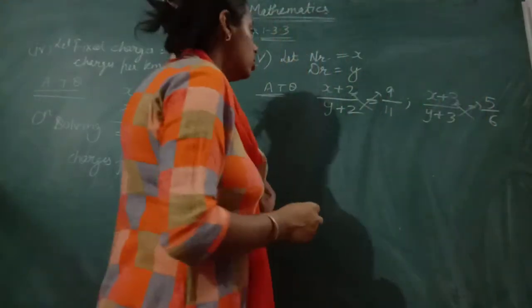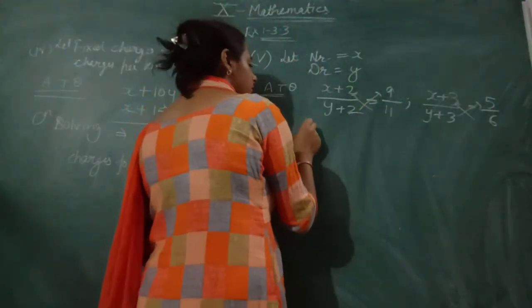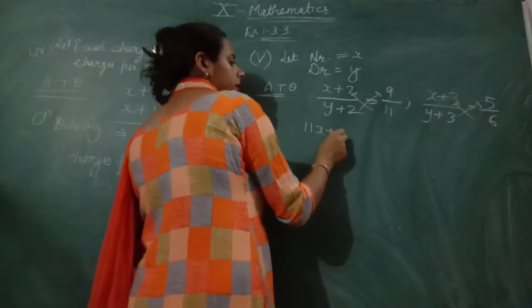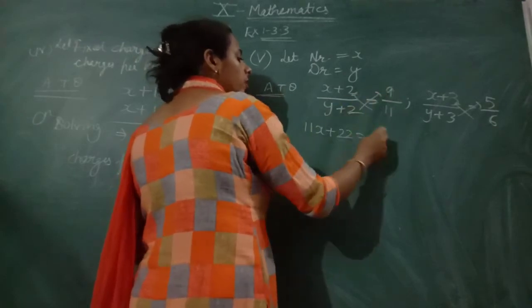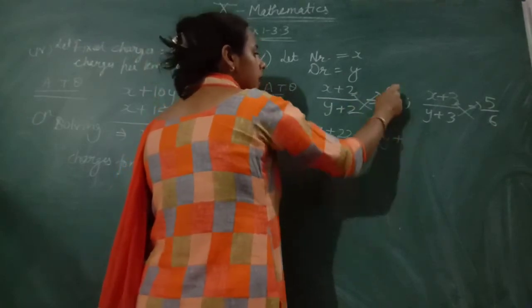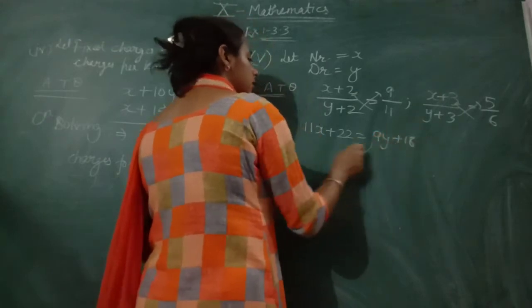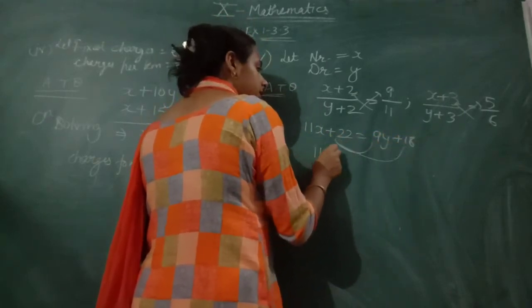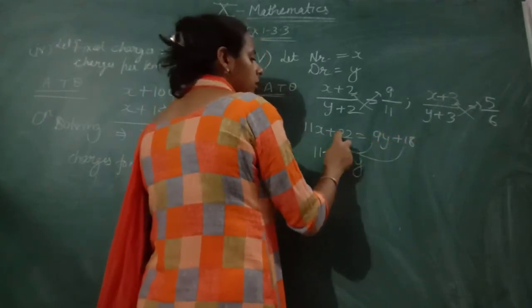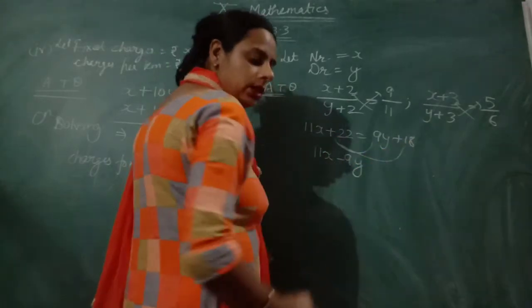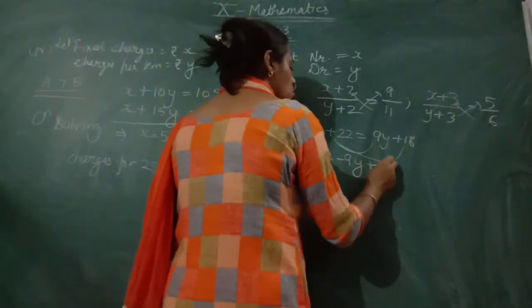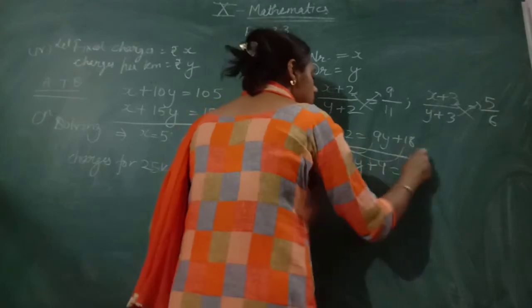Multiply with 11. You will have 11x plus 22 is equal to 9 into y, 9y plus 9 into 2, that is 18. Taking on one side you will have 11x minus 9y plus 22 minus 18, that means plus 4. This is your first equation.